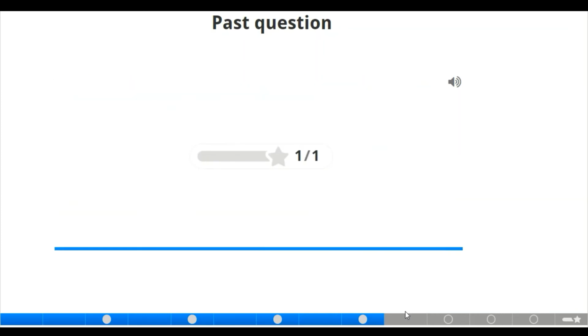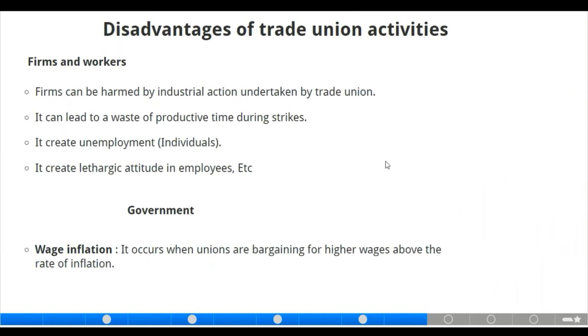Now we move to the next slide, where we have the disadvantages of trade union activities to the firm and workers and also to the government. As we have the advantages of trade union, we also have the disadvantages of trade union. Now to the firms and workers. Firms can be harmed by industrial action undertaken by trade union. Of course, it can harm them when they are demanding under threat of strike action.